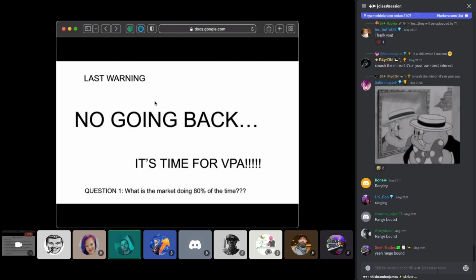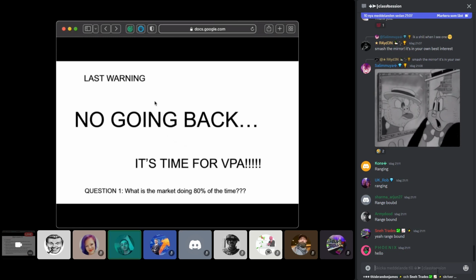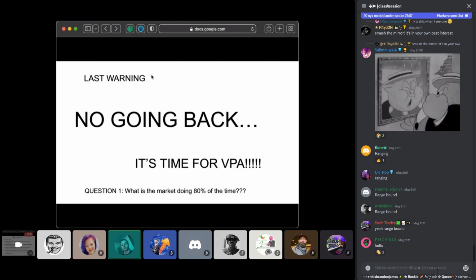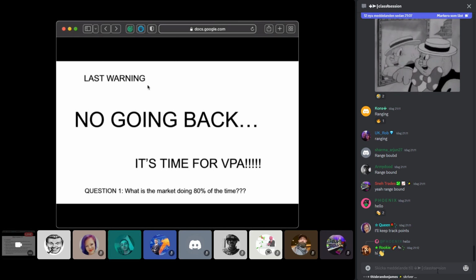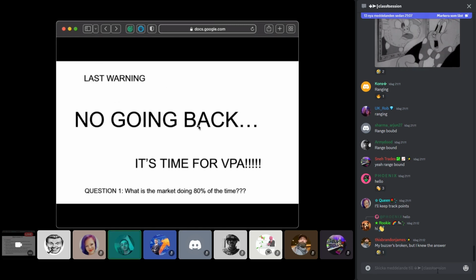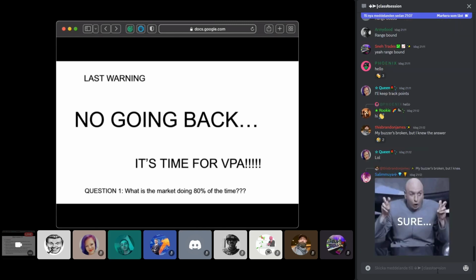Perfect. So before we hop into volume price analysis, I just really wanted to emphasize that that was the main application of such. Yes, you can use it on days where there's not going to be extremes, and it totally works, don't get me wrong. But when you're using it towards the edges, it's a lot more viable, and you'll see why later on. So yeah, last warning, there's no going back. It's now time for volume price analysis. My buzzer's broken, I knew the answer. If you're scared of what's to come, this is your last warning. You can get out now.